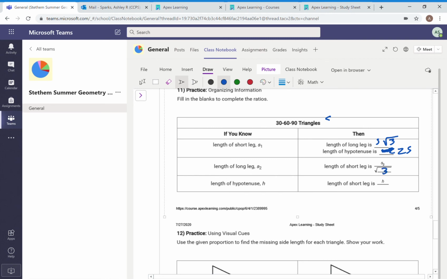And if I know the length of the hypotenuse, to find the short leg, I do hypotenuse divided by 2. The short leg is really the key. I'll show you that in the problems. Always go back to the short leg.